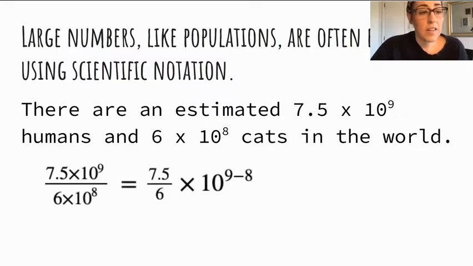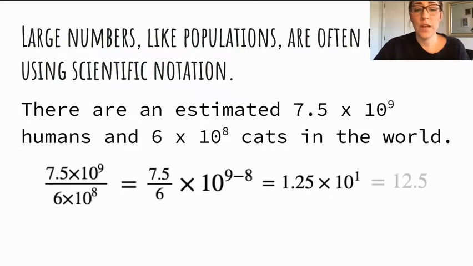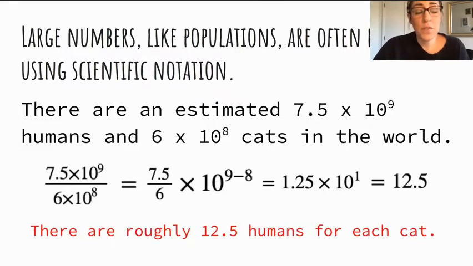We can go ahead and think about this as 7.5 divided by 6, and then multiply that by the power of 10, applying that rule for quotients, subtracting the exponents. Thinking about this as 1.25 times 10 to the 1st, which is equivalent to 12.5. So there's roughly 12.5 humans for each cat.